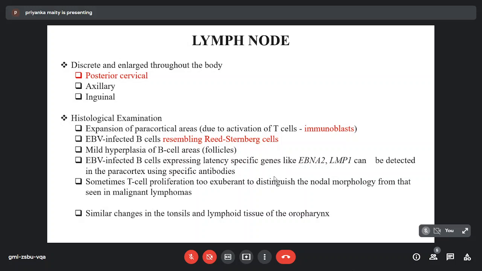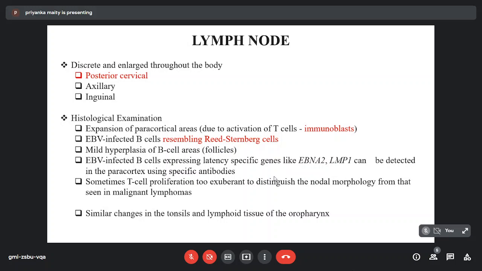Histological examination shows expansion of paracortical areas due to activation of T cells, immunoblasts, EBV infected B cells resembling Reed-Sternberg cells, mild hyperplasia of B cell areas. EBV infected B cells expressing latency specific genes like EBNA2, LMP1 can be detected in the paracortex using specific antibodies.